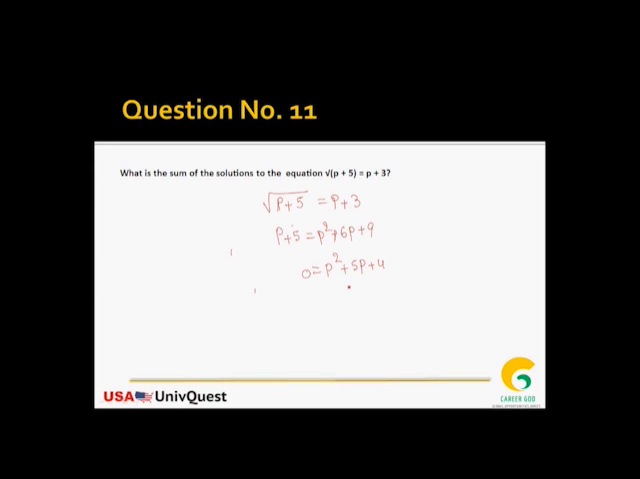Students who are very good in math say, sir, I know for a quadratic equation the sum of the roots is minus 5. I'm very smart, so I'll mark minus 5 as the answer. Some other students say, sir, we are not good at formulas, but we are good at factorization. I get p plus 1 into p plus 4 equal to 0. So p is equal to minus 1 and p is equal to minus 4. The sum of the solutions is minus 1 plus minus 4, so I got minus 5 as the answer.